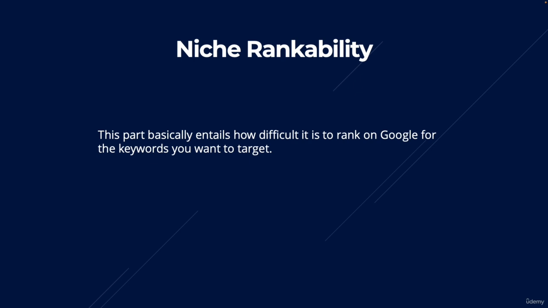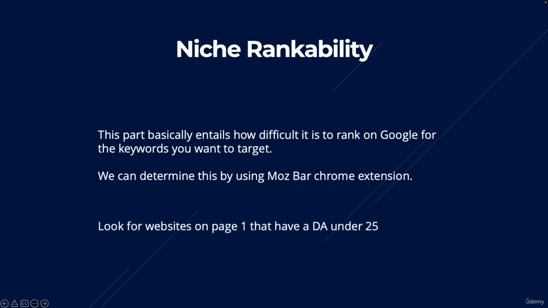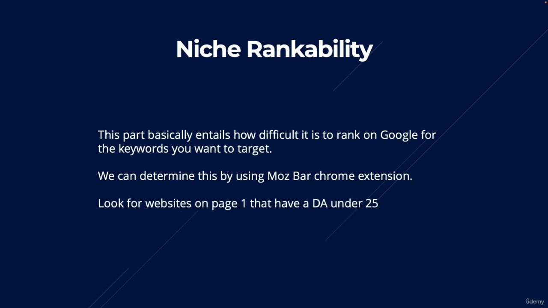Well, niche rankability entails how difficult it is to rank on Google for the keywords you want to target. We can determine this by using the free Mozbar Chrome extension, which I'll walk you through in just a second. But what we want to do is look for websites that are on page 1 on Google and that have a domain authority, which is what DA stands for, under 25.